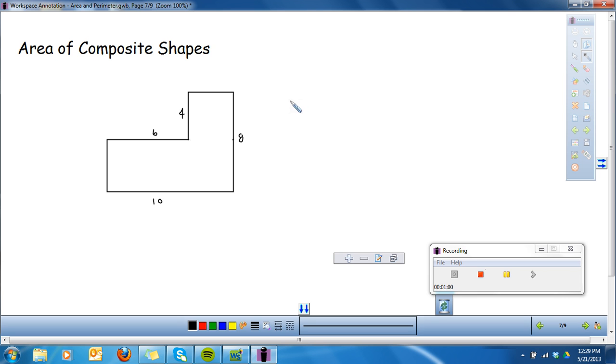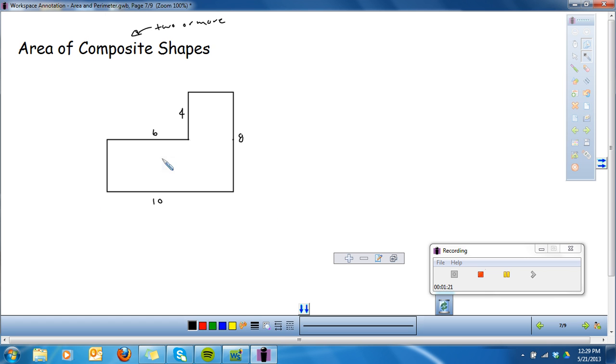Okay. So we're talking about composite shapes. Composite shapes means that there's two or more shapes. Think about your composite ACT score. We take all of your different ACTs from science, math, reading, and English, and we put them together to make one score. So a composite shape is we took a couple of different shapes and we put them together to make one shape.